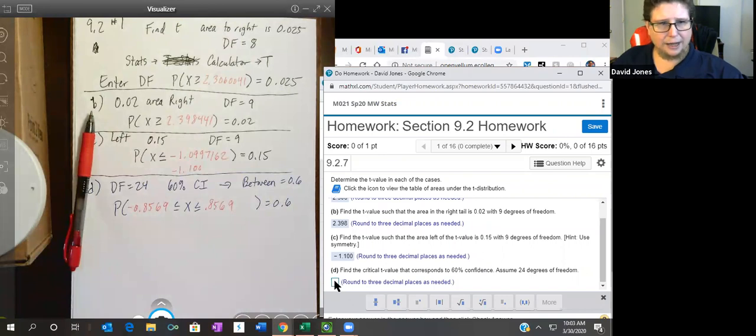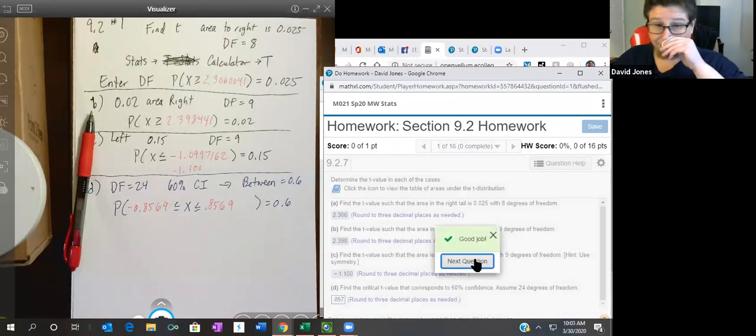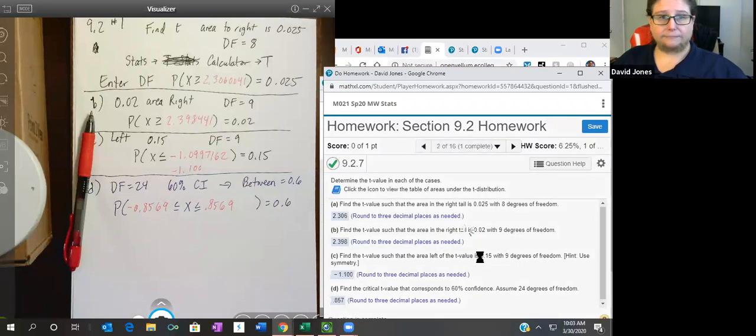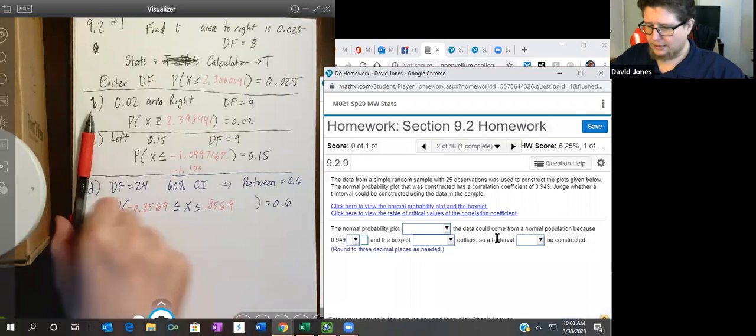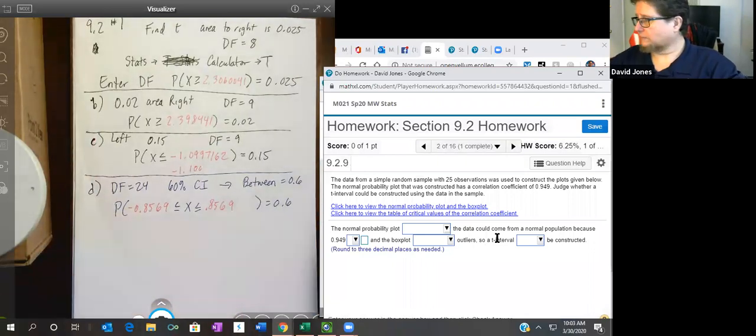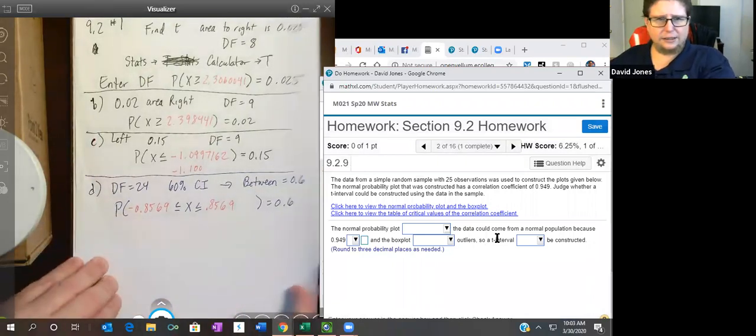We're going to use the positive version, and this is going to round to 0.857. So that's number 1. Let's take a look at number 2.